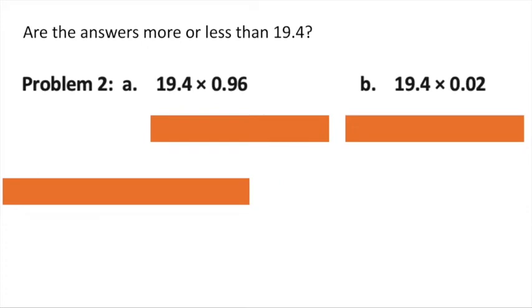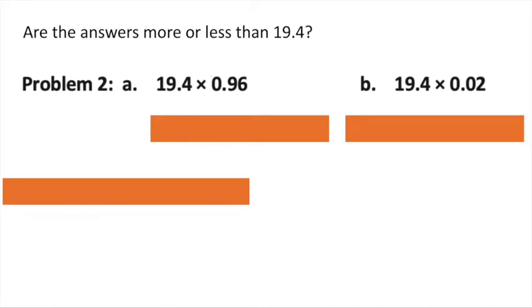Now, let's take a look at letter A and B here. Are the answers of the products that we're going to get more or less than 19 4/10? Well, let's take a look. We're multiplying 19 4/10 times, can you name this factor? That's right, it's 96 hundredths.